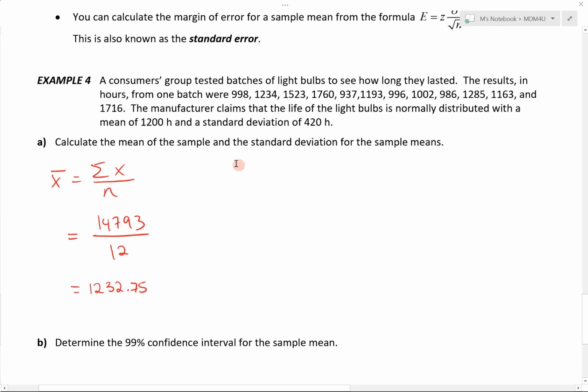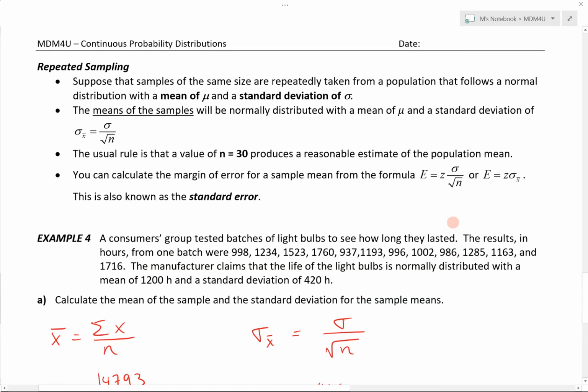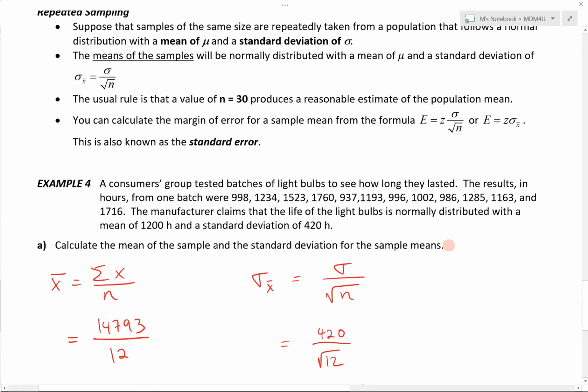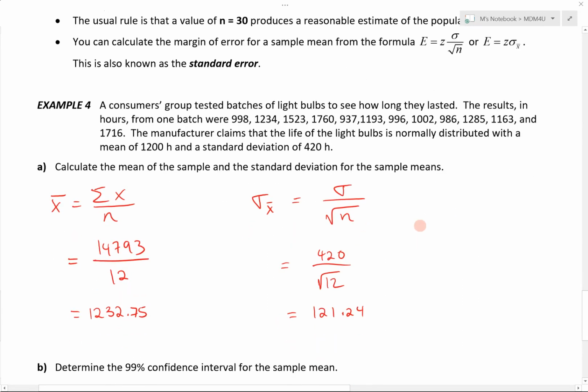The standard deviation for the sample means, sigma x bar, is equal to the population standard deviation divided by the square root of the sample size. So the population standard deviation is 420. I divide that by the square root of the sample size, 12, and I get a standard deviation of 121.24. So that is the standard deviation from a batch sample.